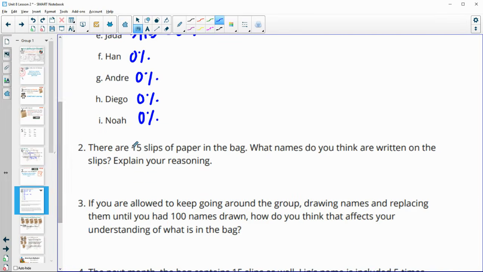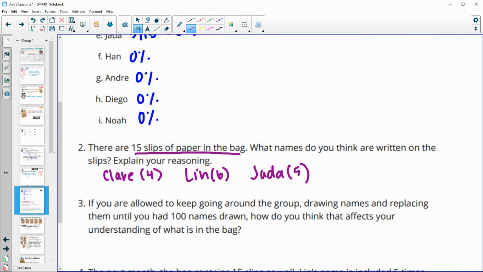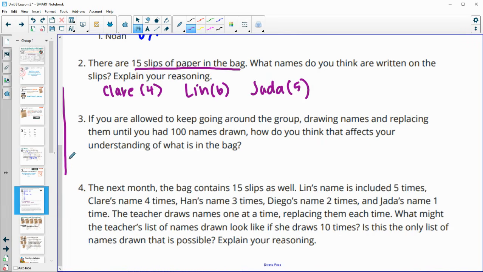And if they tell you there's actually 15 slips of paper in this bag, what names do you think are written on all of the papers? And explain your reasoning. So we drew 15 slips. It would probably make some sense that we think those are the names, that Claire is on 4 of them, that Lynn was on 6 of them and that Jada was on 5. So that's one option. Maybe you think it's a little bit different, but we drew 15 slips. That's what came out. So it would make some sense for us to think that.